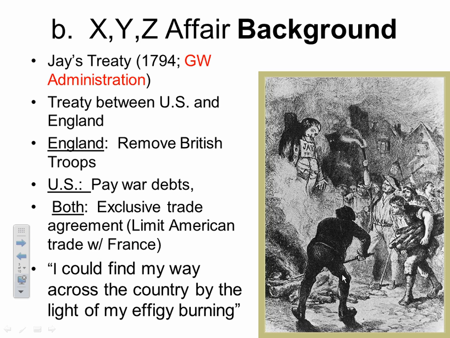One of the things that happens in the administration is the XYZ Affair, and we kind of go backwards to be able to go forwards here. So we reviewed Jay's Treaty. This was a treaty under George Washington's administration. Remember, John Jay negotiated a very unpopular treaty with Great Britain. So all of that unpopularity of Jay and Jay's Treaty and the anti-British sentiment kind of comes into the mix here with this XYZ Affair.